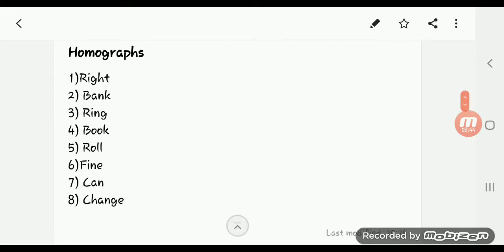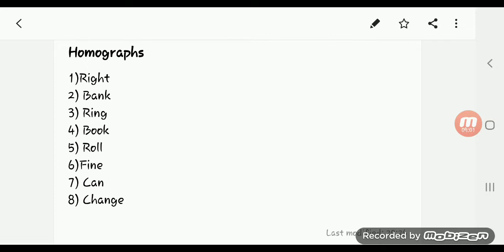Now these are other examples. Book. One book is the book that we read, and another is I book a hotel, or I booked a place for myself somewhere. When I say it like this, one is a noun, one is a verb.